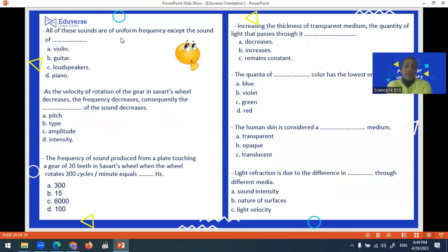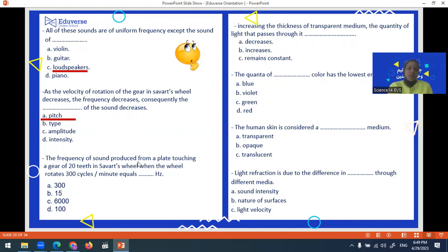Okay, all of these sounds are of a uniform frequency except the loudspeaker. Violin, guitar, yes, excellent. It's the loudspeaker. It's a non-uniform frequency. As the velocity of the rotation of the gear in Savart's wheel decreases, the frequency decreases. Consequently, the sound will decrease to what? Meaning the frequency, the pitch.